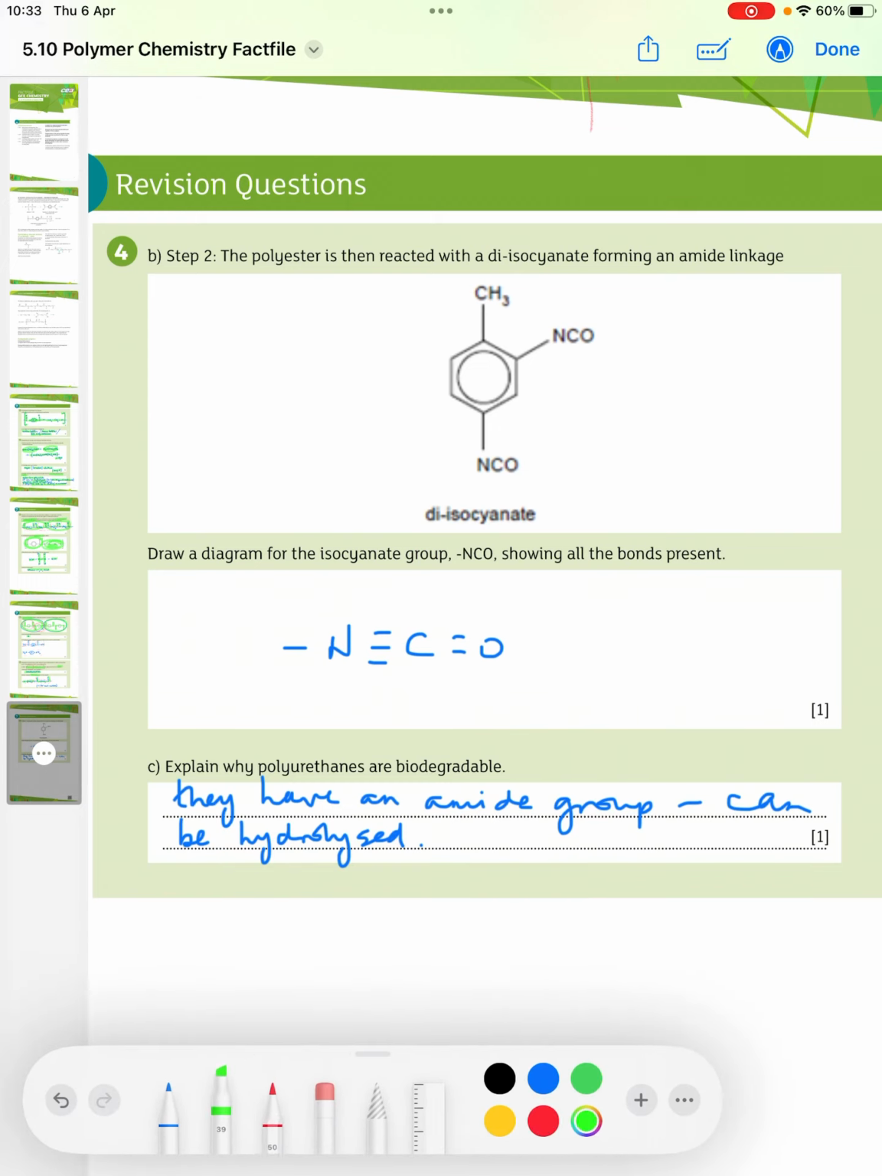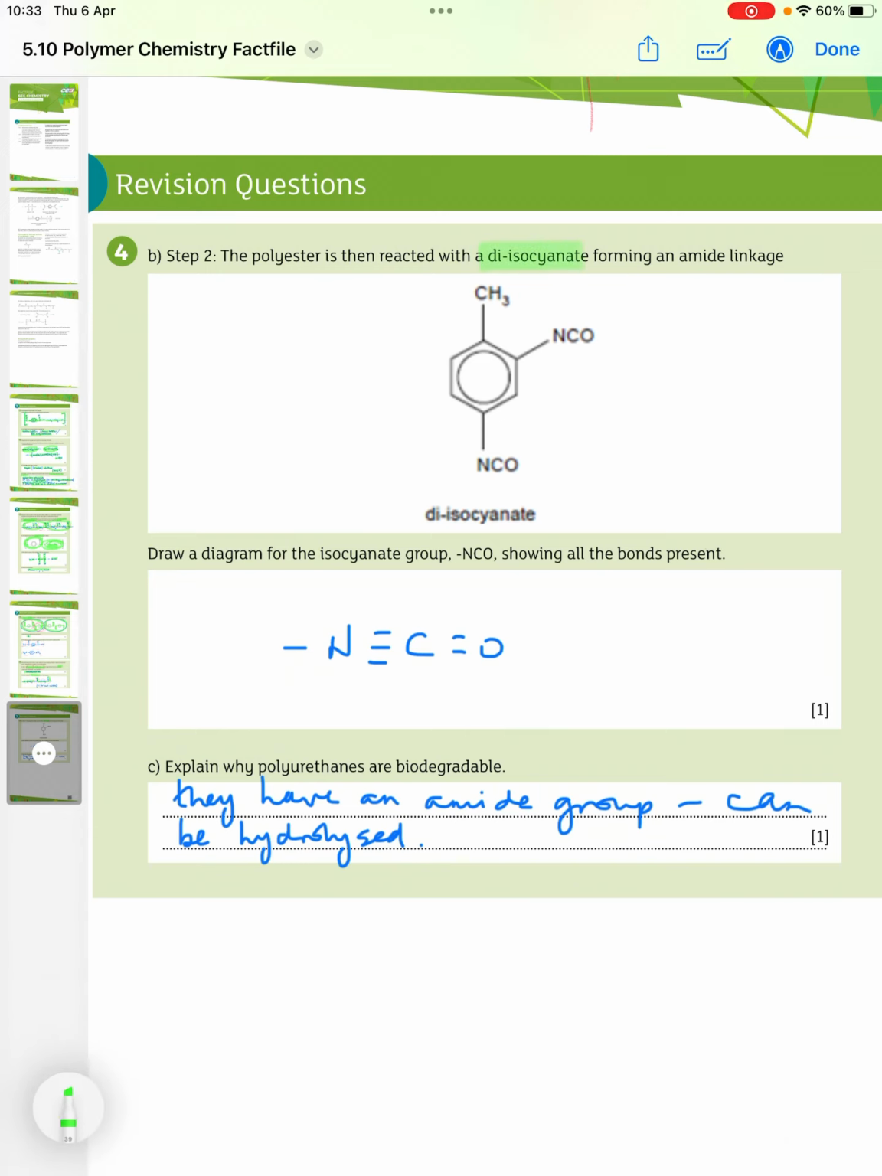And finally, the polyester is then reacted with a diisocyanate, forming an amide linkage. Draw a diagram for the isocyanate group showing all the bonds present. This isn't something you've come across before, but this is the isocyanate here. We have a nitrogen with a double bond to a carbon and then a double bond to an oxygen. Then explain why polyurethanes are biodegradable. It's because they have that amide group, so they can be hydrolyzed. Just 1 mark for that.